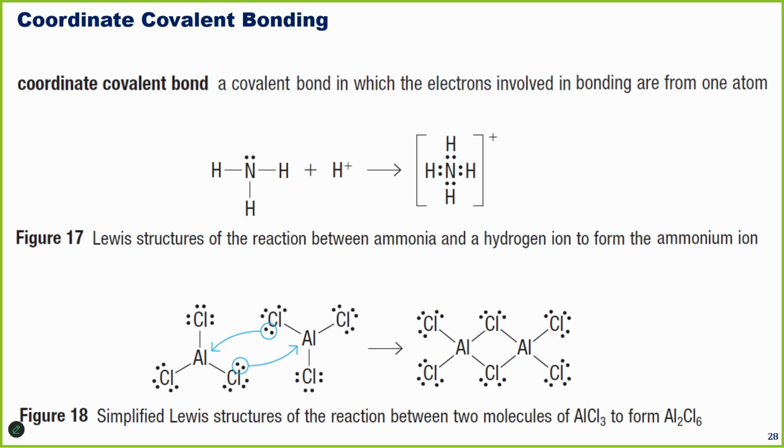When a hydrogen ion, or H+, interacts with a molecule of ammonia, it forms a covalent bond with its remaining electron pair. This concept is shown here in figure 17. Both of the electrons that make up this covalent bond come from the nitrogen atom.